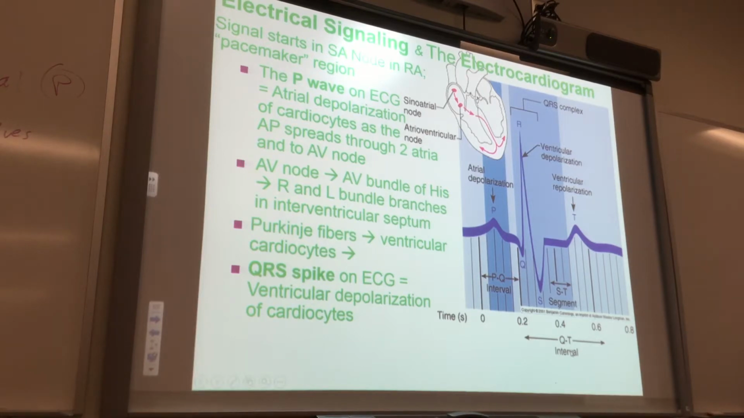That's a QRS spike. Now, if all the cells in the atria depolarize, then all the cells in the atria have to repolarize. You can't see atrial repolarization on the ECG because it's hidden underneath ventricular depolarization, which is so huge. So all the atrial cells depolarize, they repolarize, can't see it. Ventricular cells depolarize, that's QRS, and then all the ventricular cells repolarize, that's the T wave.